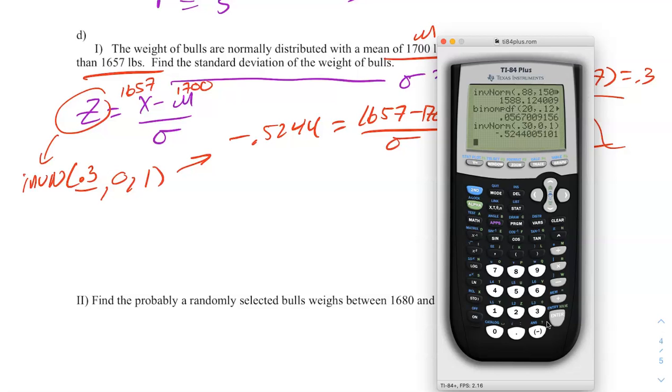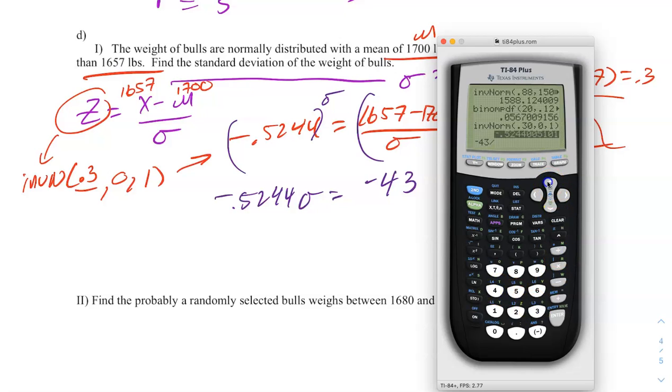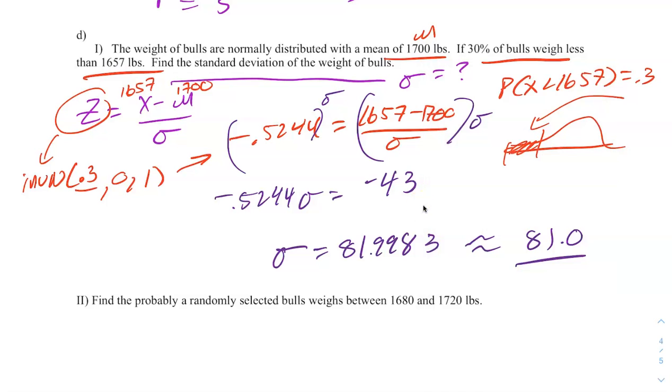As always, I like to multiply both sides by sigma. I keep on saying mu, that's sigma. So negative 0.5244 sigma equals 1657 minus 1700, which is negative 43, and then we just divide by that. So negative 43 divided by negative 0.5244, and I get sigma equals 81.9983, or 3 sig figs, 82. So that's the standard deviation. That's how you round that.